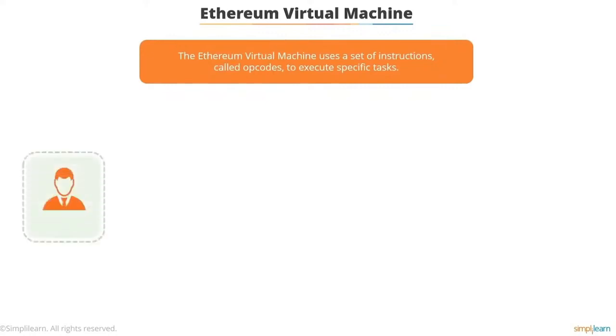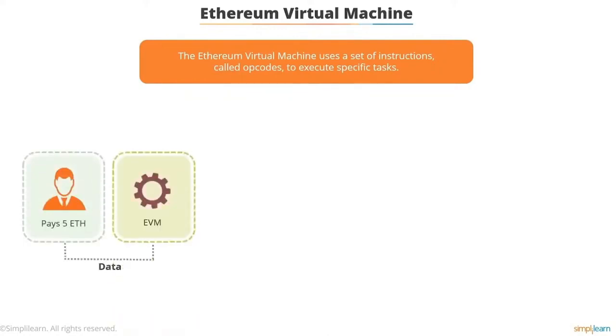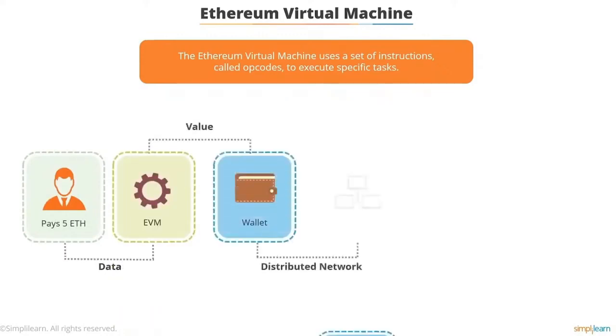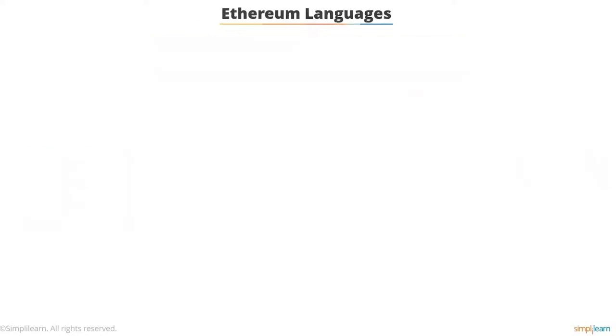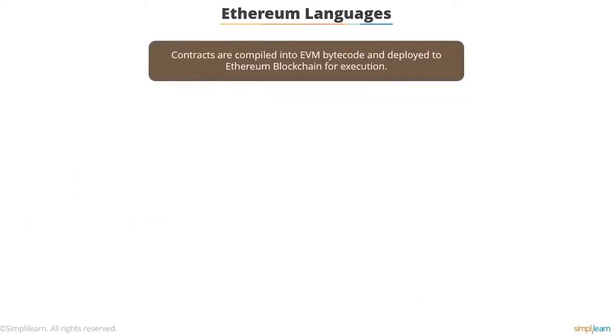Thus, if a user triggers a transaction of 5 ETH using his desktop wallet, the wallet sends the message to the EVM, which connects with the wallet address on the Ethereum network to process the transaction and send it to the receiver. Smart contracts are written in Ethereum-specific programming languages. Let's learn more about these languages. Every contract written for Ethereum is compiled into the EVM bytecode and deployed to the Ethereum blockchain for execution. Ethereum uses the following languages.